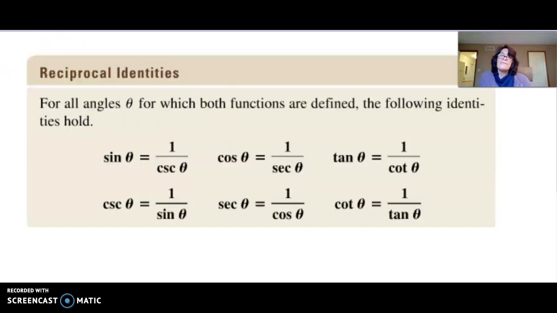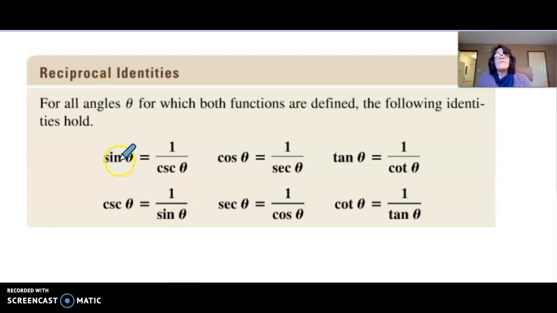Reciprocal identities, we already talked about. Sine is 1 over cosecant. Cosecant is 1 over sine. They're reciprocals of each other. Cosine and secant are reciprocals of each other. Tangent and cotangent are reciprocals. This is a formal definition of the reciprocal identities.